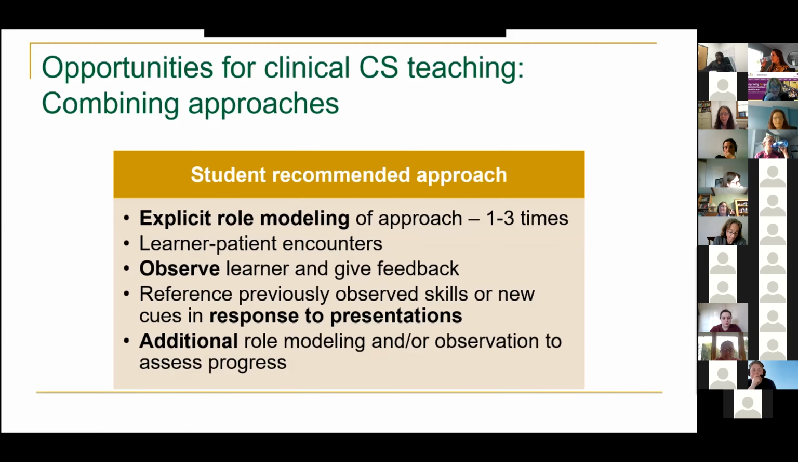So now I just want to wrap this up by, I said I'd talk about combined approaches, and I'm going to talk about three. One is what students recommend, which is when they start a new rotation. I mentioned this is first, they want to watch someone take a history or do whatever it is communication-wise. They'd like to watch their supervisor 1 to 3 times. And then they would like to just go have encounters by themselves while they try to replicate what they saw and kind of find their feet.